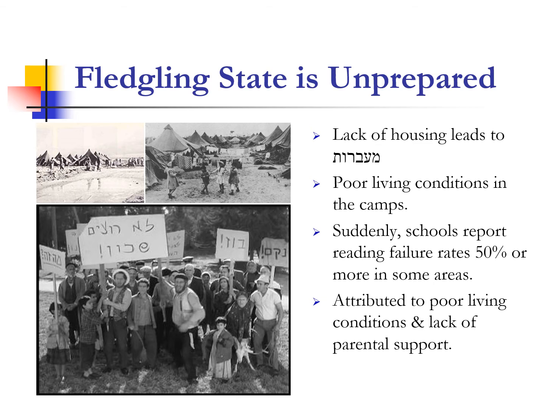And the conditions within the camps were not good. There was not enough food. There was not enough work. There was a lack of pretty much everything. And suddenly, there started to be reports of reading failures in the public schools, as high as 50% in some areas. And the educational leadership at Misrad HaChinuch, the Ministry of Education, attributed all of this to the poor living conditions and lack of parental support found in the camps.